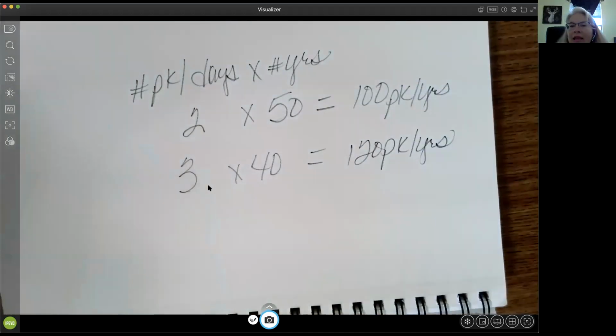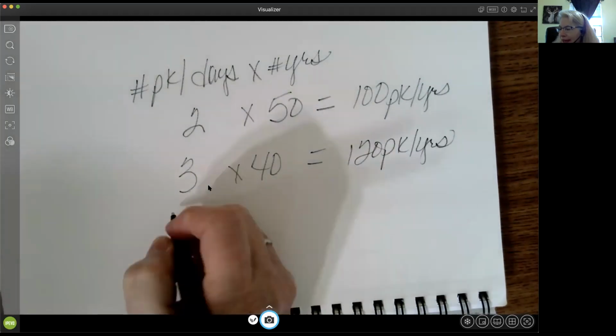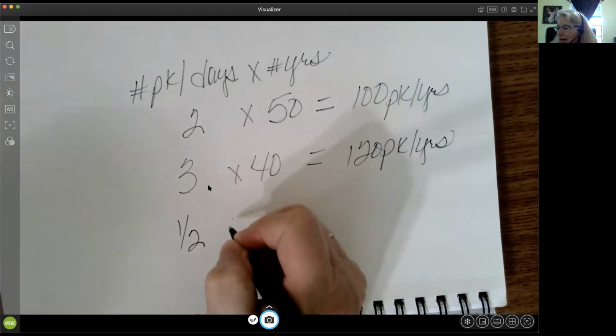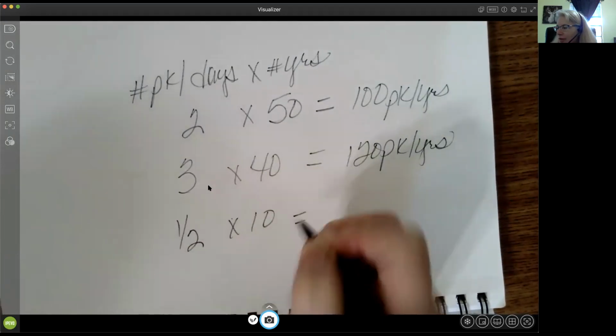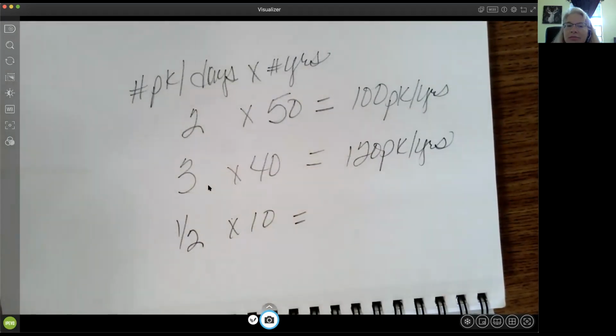Even if you, and you can calculate this, even if someone says they smoke half a pack a day. So let's say they smoke half a pack a day and they've done that for 10 years. What's their pack year history? 5.